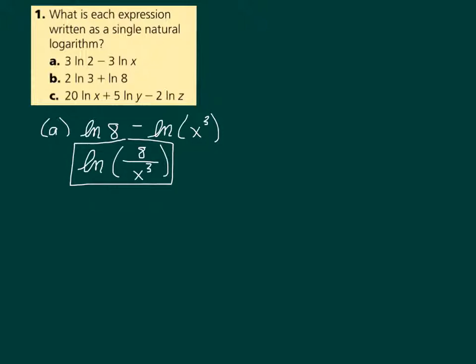In part B, we start by using the power rule again, or the power property. ln 9 plus ln 8. We moved this 2 inside as an exponent. Then we use the product property. Those combine to just be ln 72.